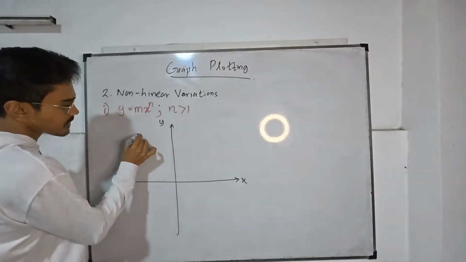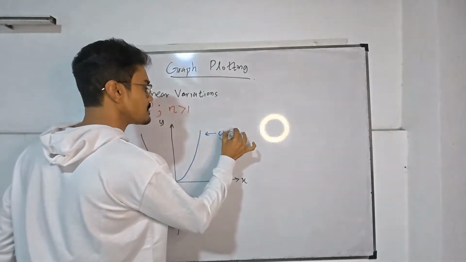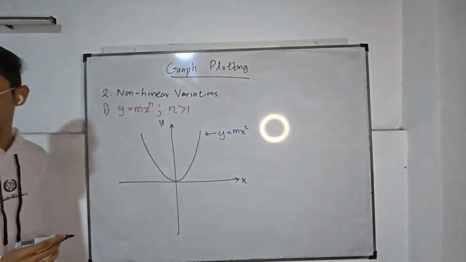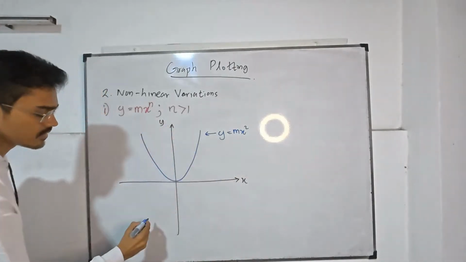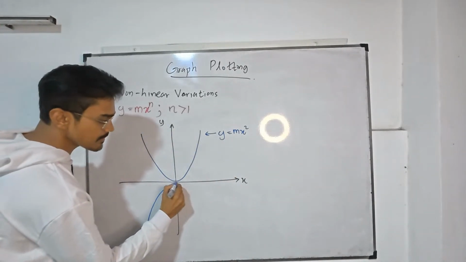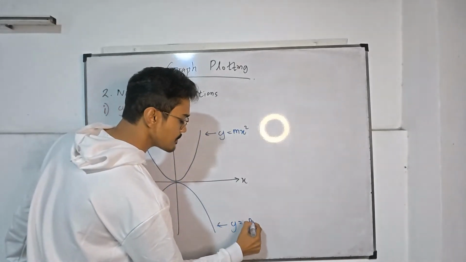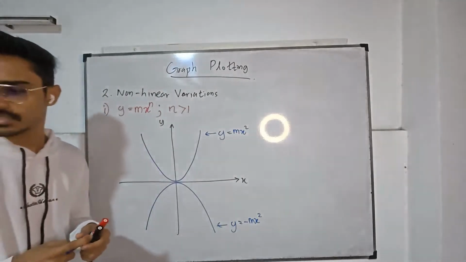Now, if I plot y equals mx squared, that will be something like this. This is the shape of y equals mx squared. Now, if I plot y equals minus mx squared, it goes like this. Y equals minus mx squared. It goes like this, right?